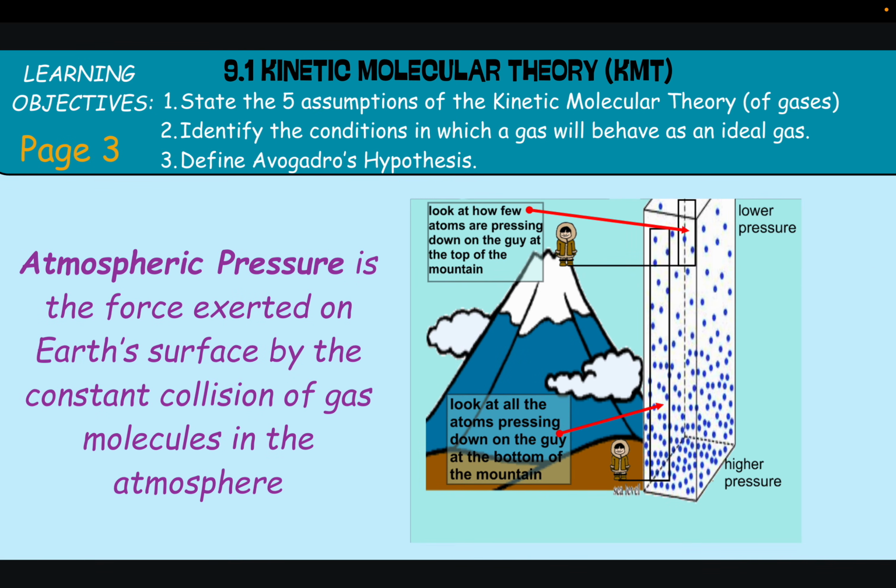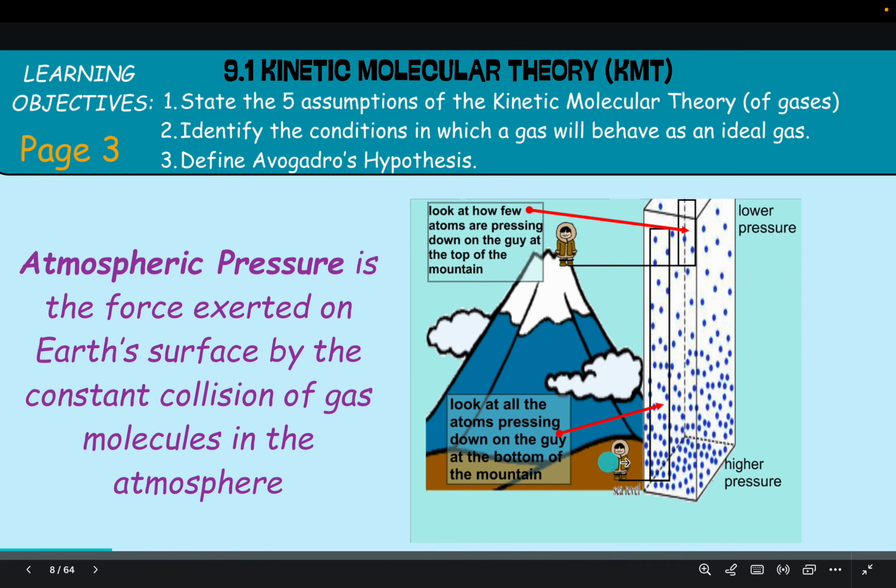So atmospheric pressure is the force exerted on Earth's surface by the constant collision of gas molecules in the atmosphere. So we're going to talk about atmospheric pressure a bit more later in the unit, but we know that on Earth we have the force of gravity that's pulling us down towards the center of the Earth. That's why we don't just float away into space.